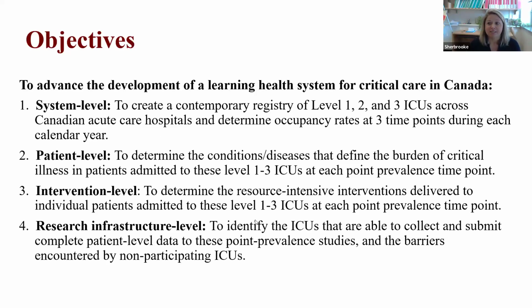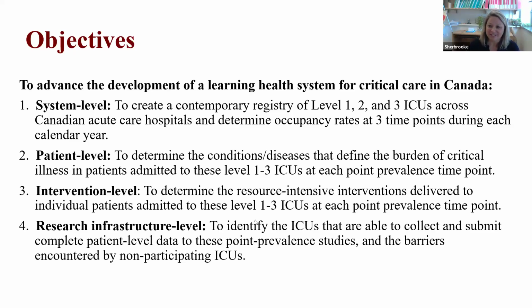The objectives of the study are to advance the development of a learning health system for critical care in Canada. At the system level, we want to create a contemporary registry of level 1 to 3 ICUs across Canadian acute care hospitals and determine occupancy rate at 3 time points during each calendar year. At the patient level, we want to determine the conditions and diseases that define the burden of critical illness in patients admitted to level 1 to 3 ICUs at each point prevalence time point.